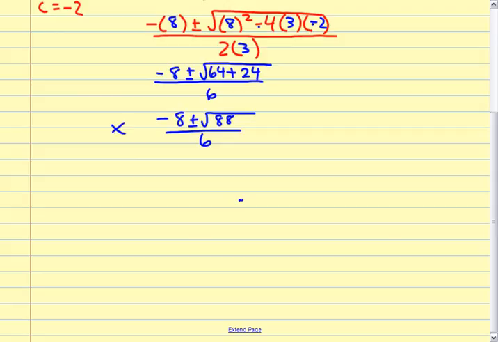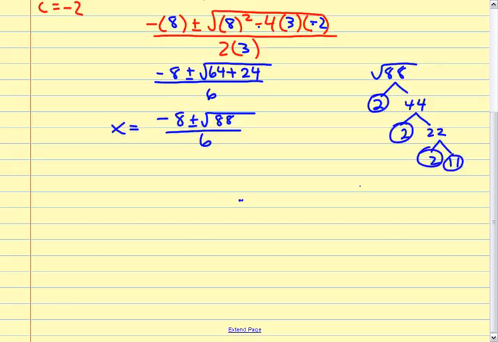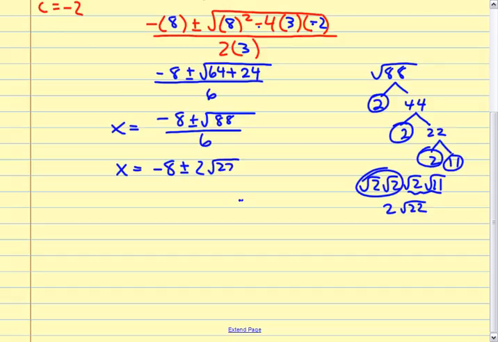I could leave it right there and say x equals those two things, except that my answer is a fraction. I need to simplify the radical, see if there's anything that I can pull out in the numerator and then cancel. So let's look at this. Root 88, okay, that's going to be 2 times 44, 2 times 22, 2 times 11, okay? So it's root 2 times root 2 times root 2 times root 11. 2, and then I don't have a pair for these, so I'll put them back together. 2 root 22.